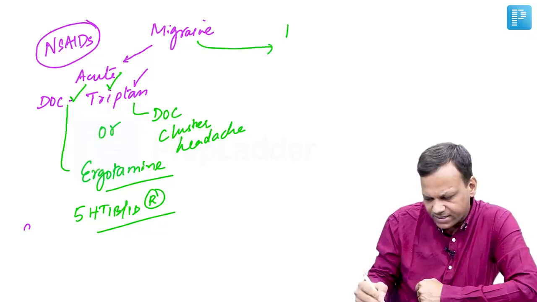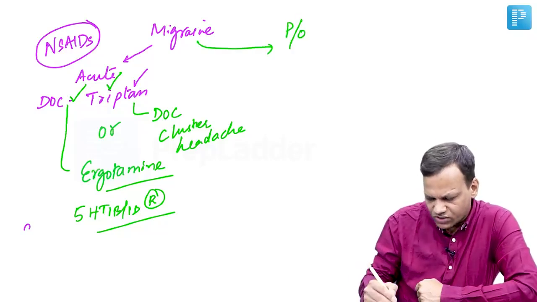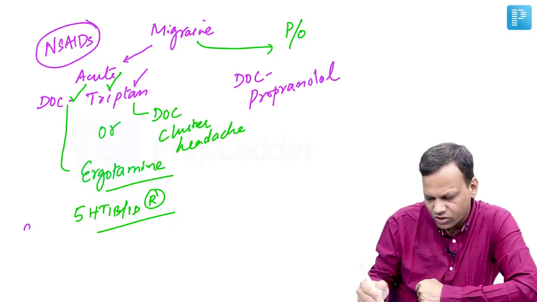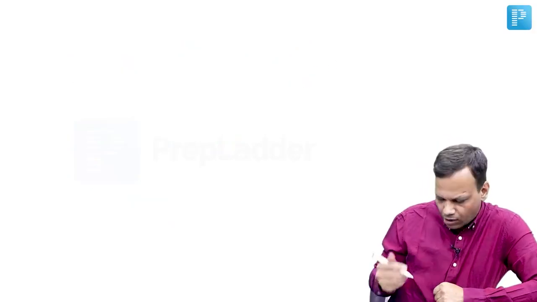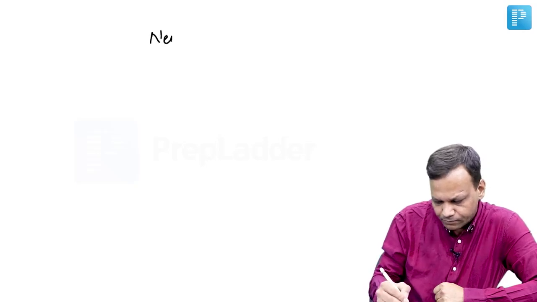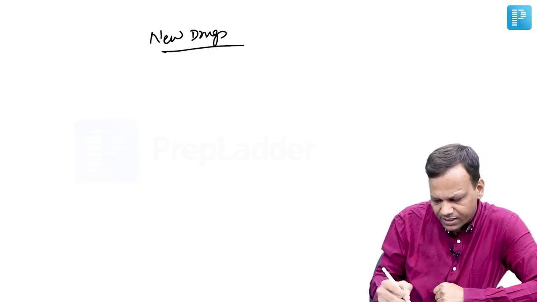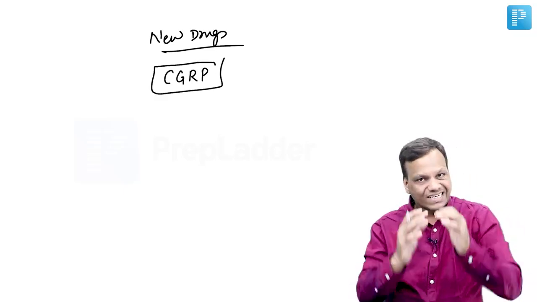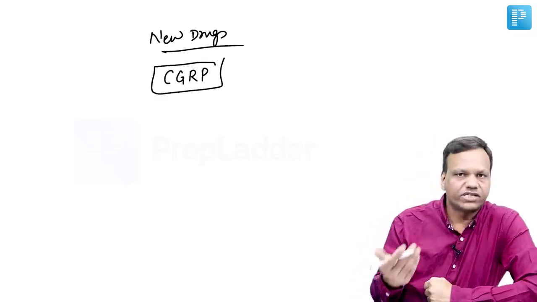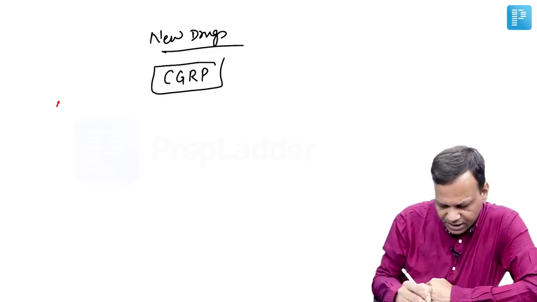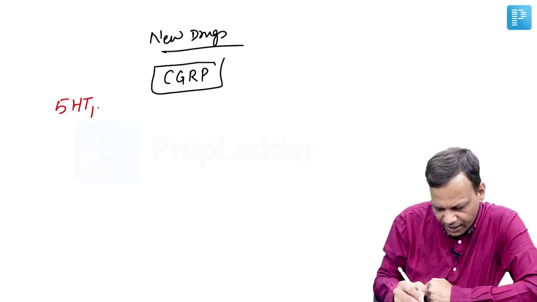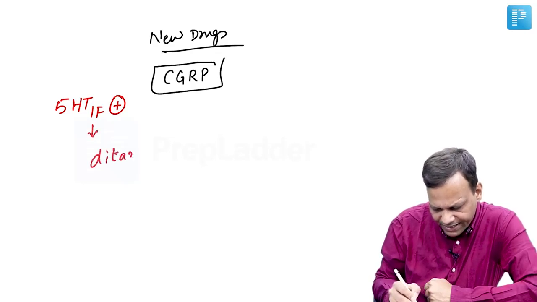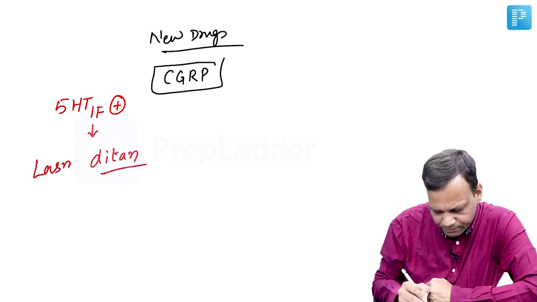Then coming to prophylaxis, when the attacks are severe, the drug of choice for prophylaxis is propranolol. Propranolol or beta blockers, they are drug of choice for prophylaxis of migraine. Now there are some new drugs in migraine. The new theories say that migraine is due to calcitonin gene related peptide. So we have to decrease that to treat migraine headaches. So we have developed several drugs. One of them is 5-HT1F agonist. 1F agonist. The drug group is called as ditans. Any drug whose name ends with ditan, example is lasmiditan.